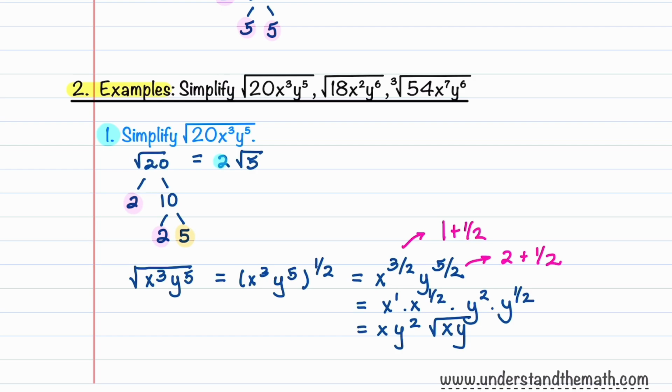Our constants were 2 square root of 5, and then this is what we just got for our variables. We can then write our answer as 2xy squared. We're doing the terms first that are not in the square root, and then we're going to do the square root terms, and we have the square root of 5xy. And that's our answer.